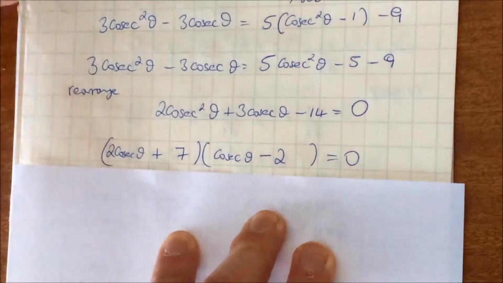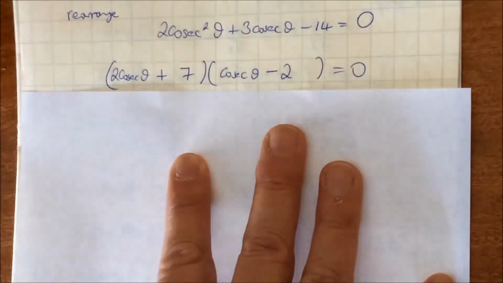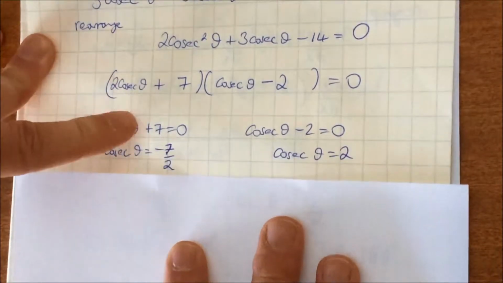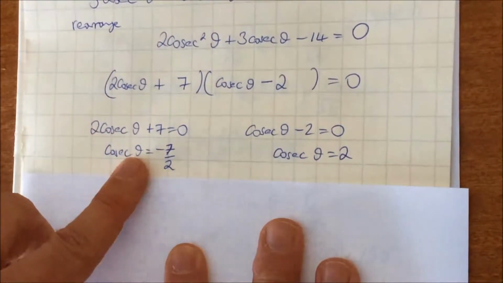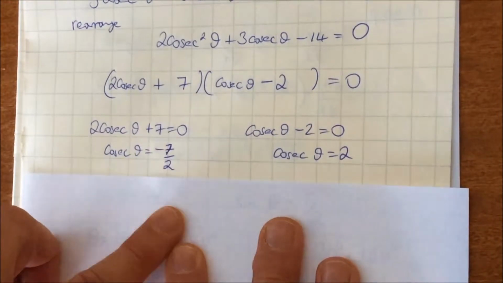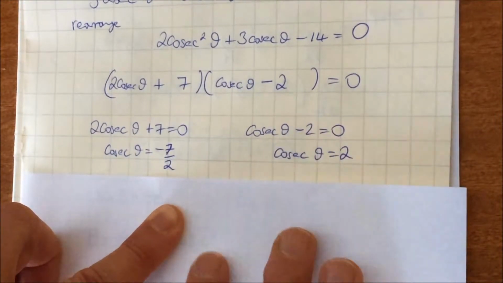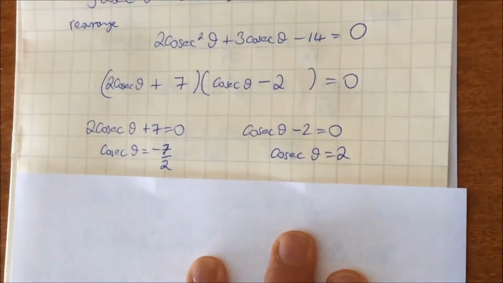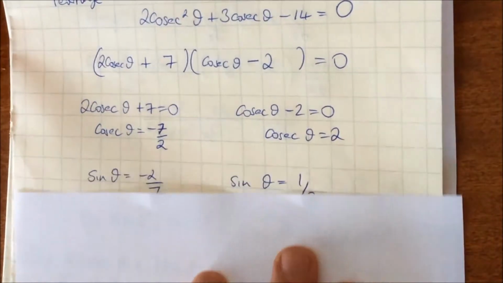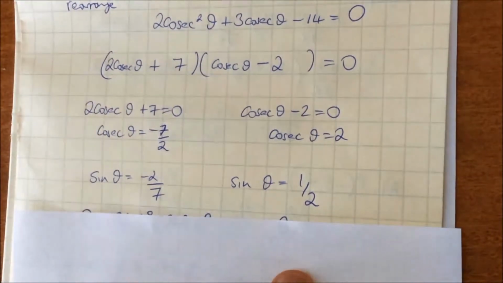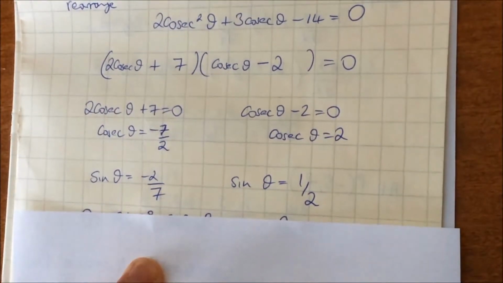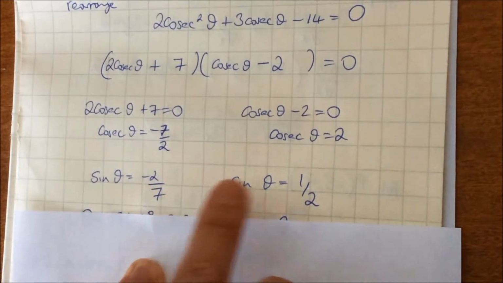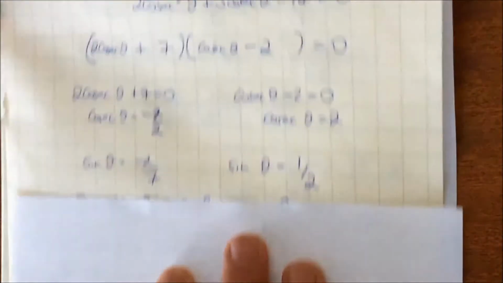I'm then going to take each bracket as usual with a quadratic and solve it equal to 0. So either 2 cosec theta plus 7 is equal to 0, which of course gives me that value for cosec theta, or cosec theta is 2. At this point, I need to get the angles. This is where I change it from being about cosec, and I basically just turn everything upside down and make this about sine theta. So sine theta is minus 2 over 7, or sine theta is a half.